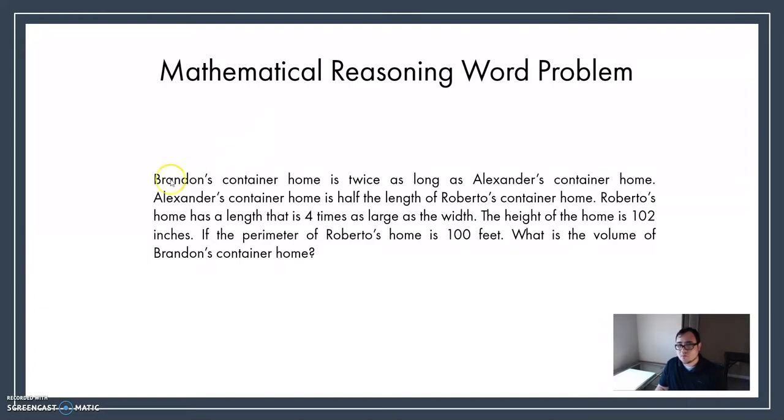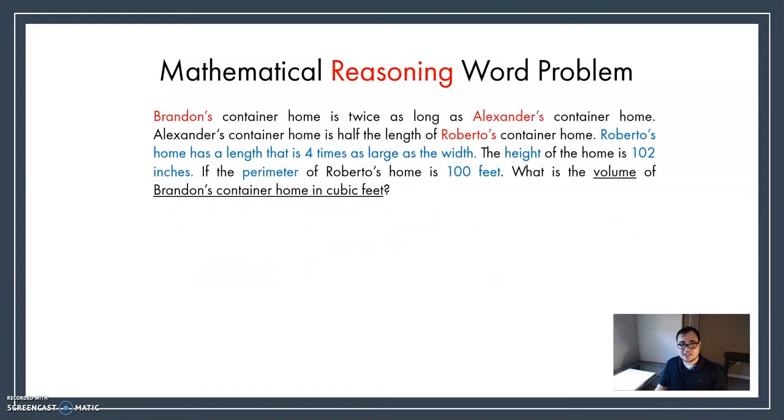Brandon's container home is twice as large as Alexander's container home. Alexander's container home is half the length of Roberto's container home. Roberto's home has a length that is 4 times as large as the width. The height of the home is 102 inches. If the perimeter of Roberto's home is 100 feet, what is the volume of Brandon's container home? So, let's look at some of these strategies.